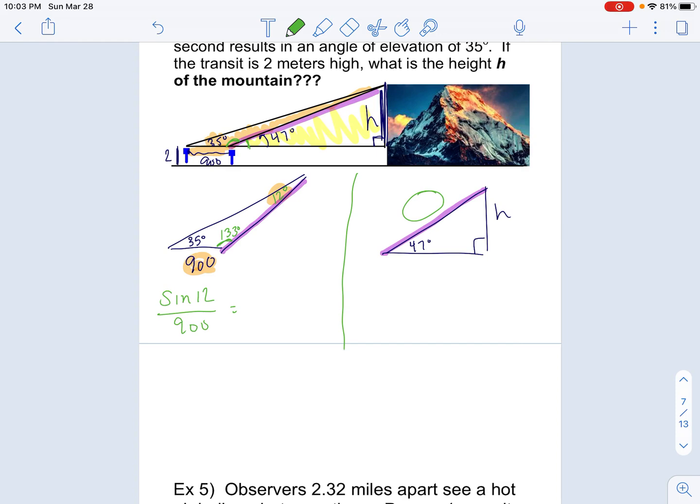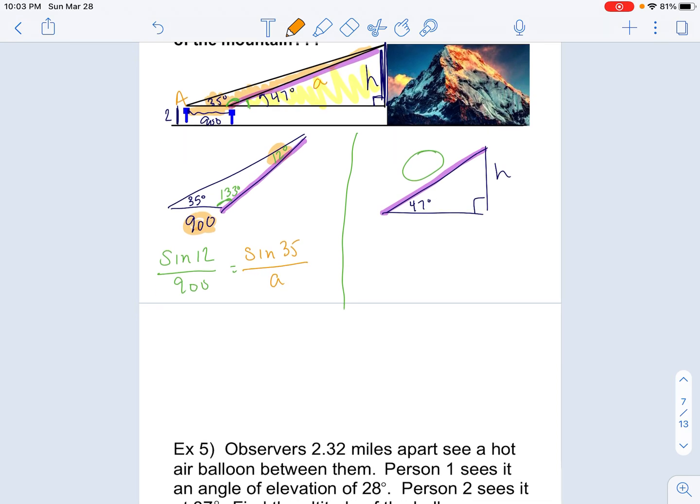All right, so we need to find that purple piece. So if we call this angle A, we can call this side A. All right, so let's find side A. So I know if I were to complete this proportion here, sine of 12 over 900, that has to equal sine of 35 over little a. So if I cross multiply, that gives me A times sine of 12 equals 900 times sine of 35. Divide both sides by sine of 12. So that gives me A is equal to 900 times sine of 35 over sine of 12.